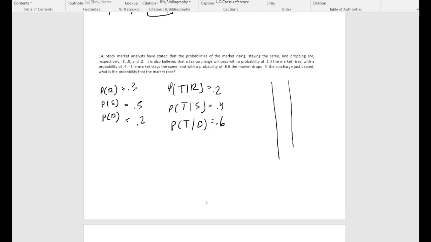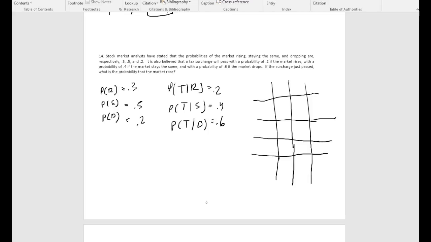So we'll say 1, 2, 3, 1, 2, 3, 4. This contingency table is going to be a different size because we have 3 options in one regard. Right? Normally it's like a 2x2. This time we're working with like a 2x3 or 3x2 or something. So on this side we're going to have rises, stays the same, drops for the market. And we're going to have the tax pass and the tax doesn't pass. So for rises we have 0.3, that's the marginal, 0.5, 0.2.